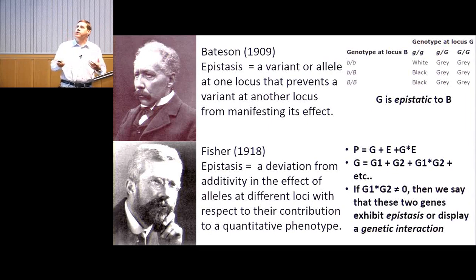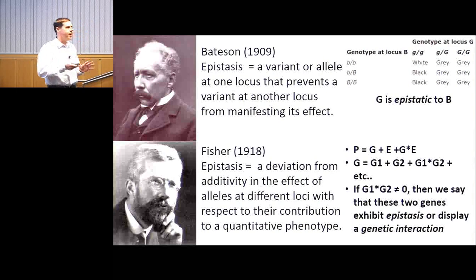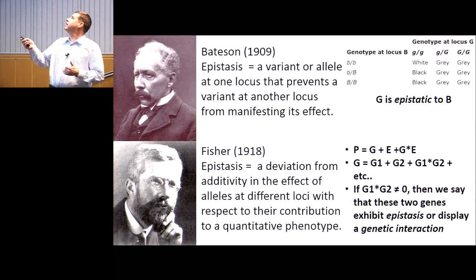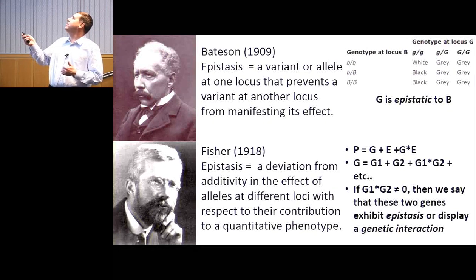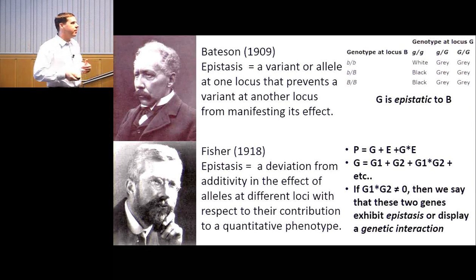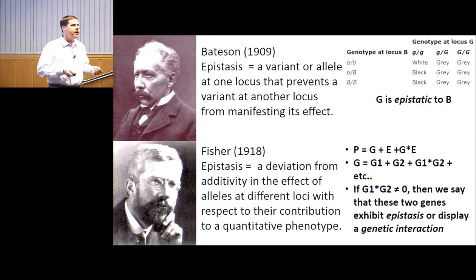And of course, epistasis, these are some old guys. Bateson initially described epistasis as a variant or allele at one locus that prevents a variant at another locus from manifesting its effects or masks its effects. That is, if I, for example, mutate gene A, or in this case he has gene B for black and G for gray, if I mutate one gene, then I get one phenotype. If I mutate the other gene, then I get a different phenotype.